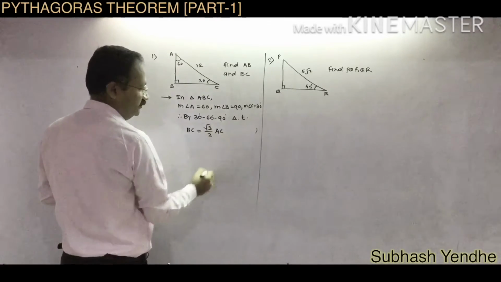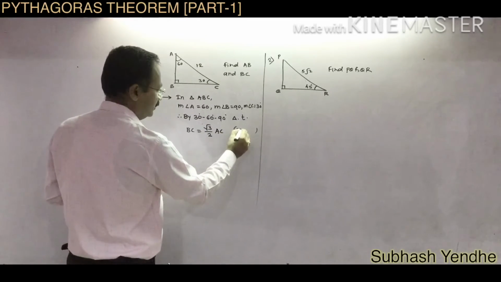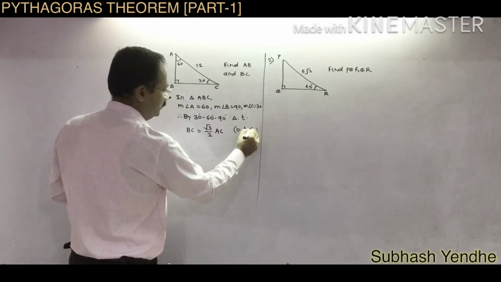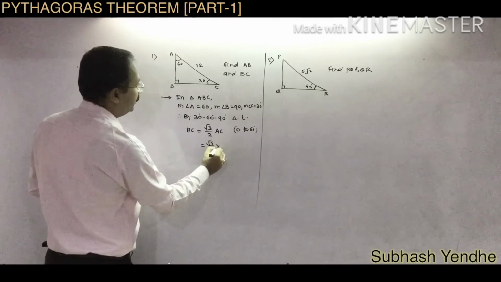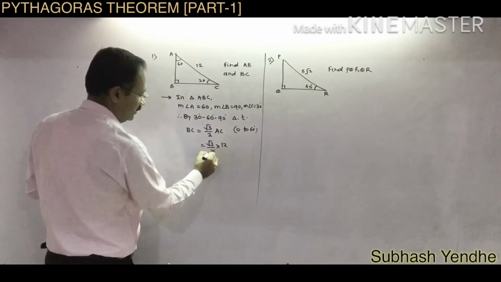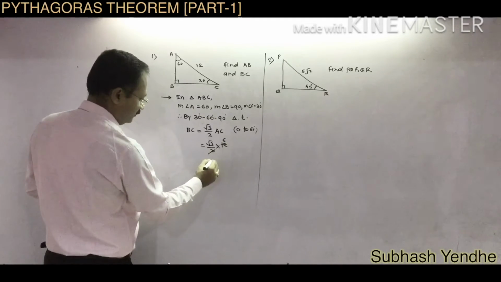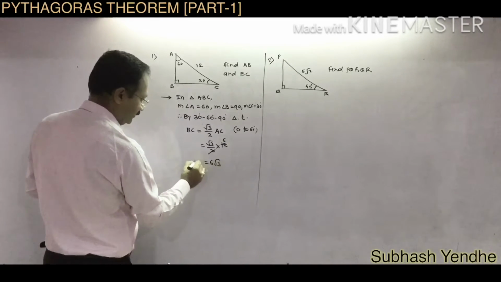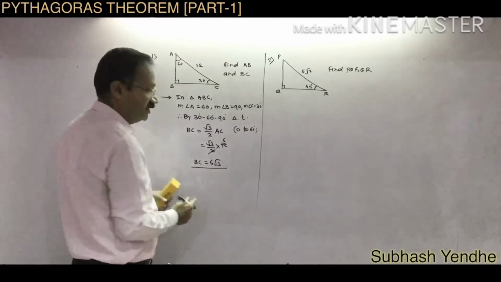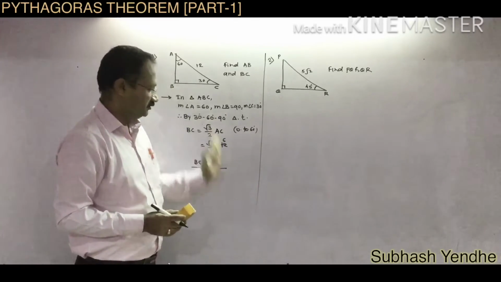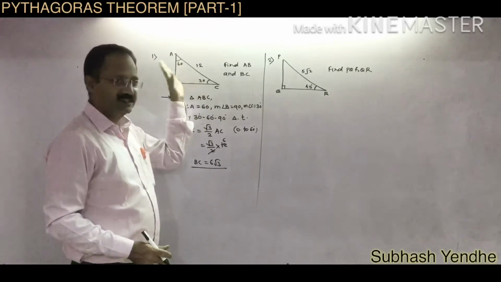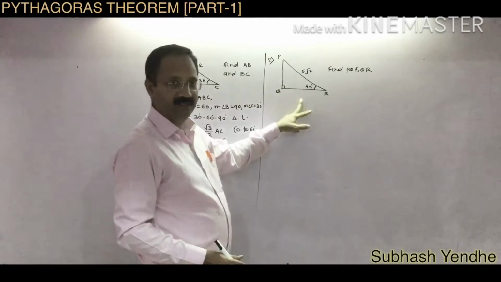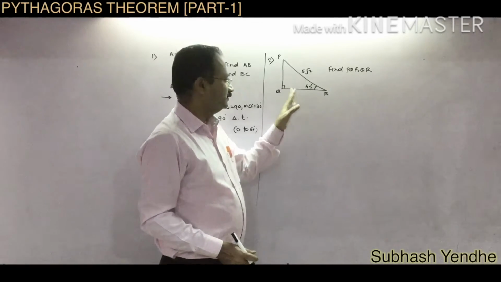Which is the hypotenuse? AC. So here you have to give the reason: opposite to 60 degree. So again, root 3 upon 2 into AC, which is given as 12. 2 sixes are 12, so 6 root 3. So you will get BC as 6 root 3. So this is the sum which is related to 30, 60, 90. Then let's start the second sum.